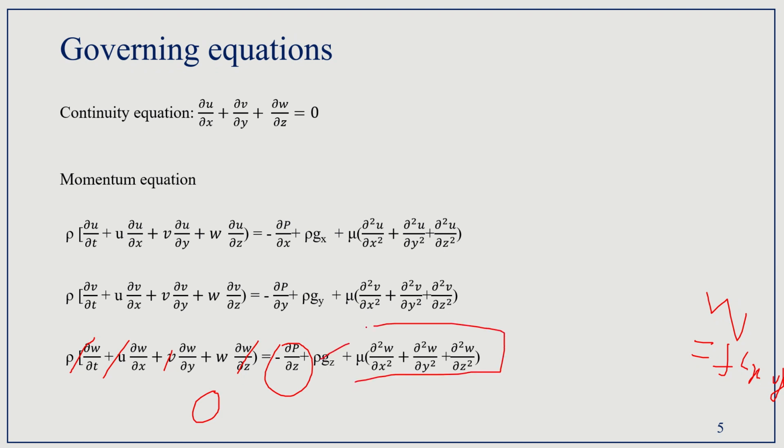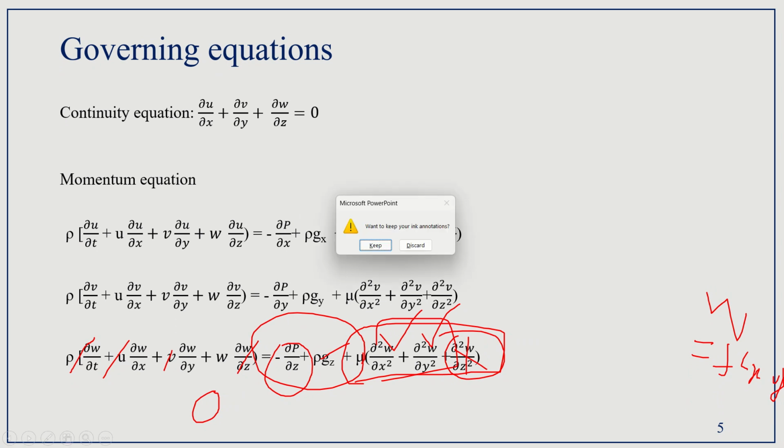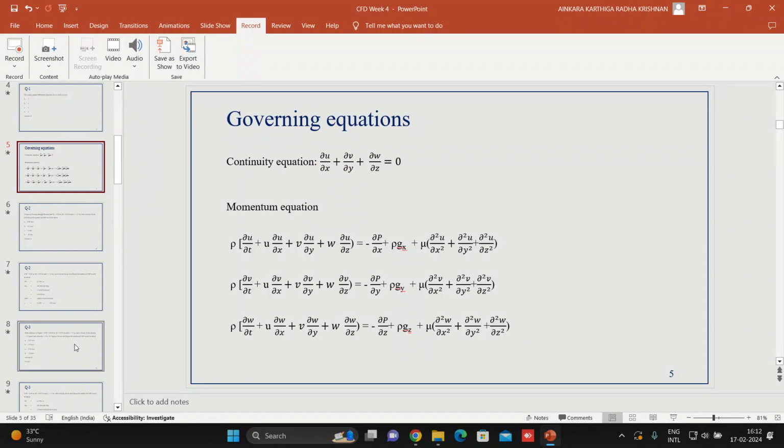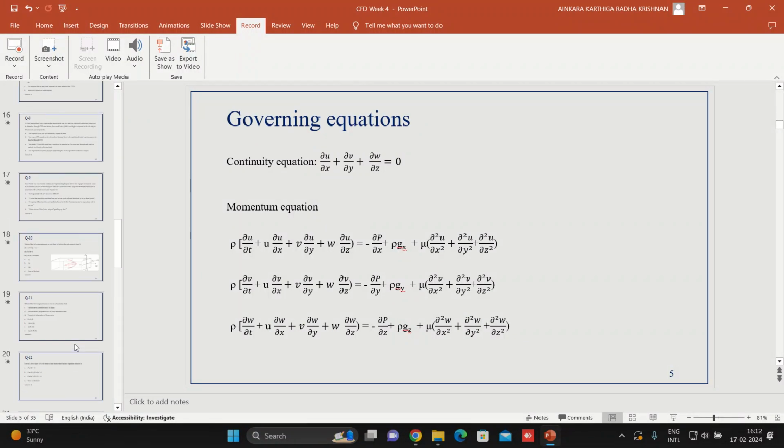And from these terms, ∂²w/∂x² is there, ∂²w/∂y² is there, and ∂²w/∂z² is vanishing. So these terms are remaining, and if we take all these terms to the other side, we will be left with some terms. So we are saying ∂²w/∂x² plus ∂²w/∂y² is equal to a constant. They are not equal to 0. So that is what we have seen in questions 12 and 13.